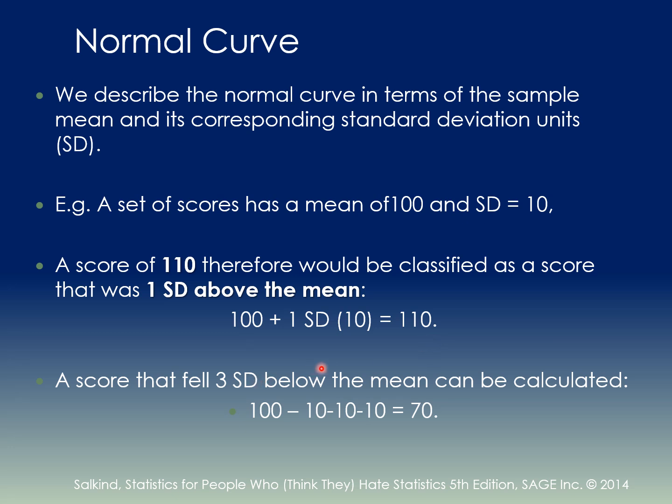Conversely, I could calculate a score that fell 3 standard deviations below the mean, using the same values, the mean of 100 and a standard deviation of 10. I would know that 70 would be a score that fell 3 standard deviations below the mean. How do I calculate that? I take the mean value and subtract 1, 2, 3 standard deviations from it, and I get a value of 70. And you'll see this on the slide next.